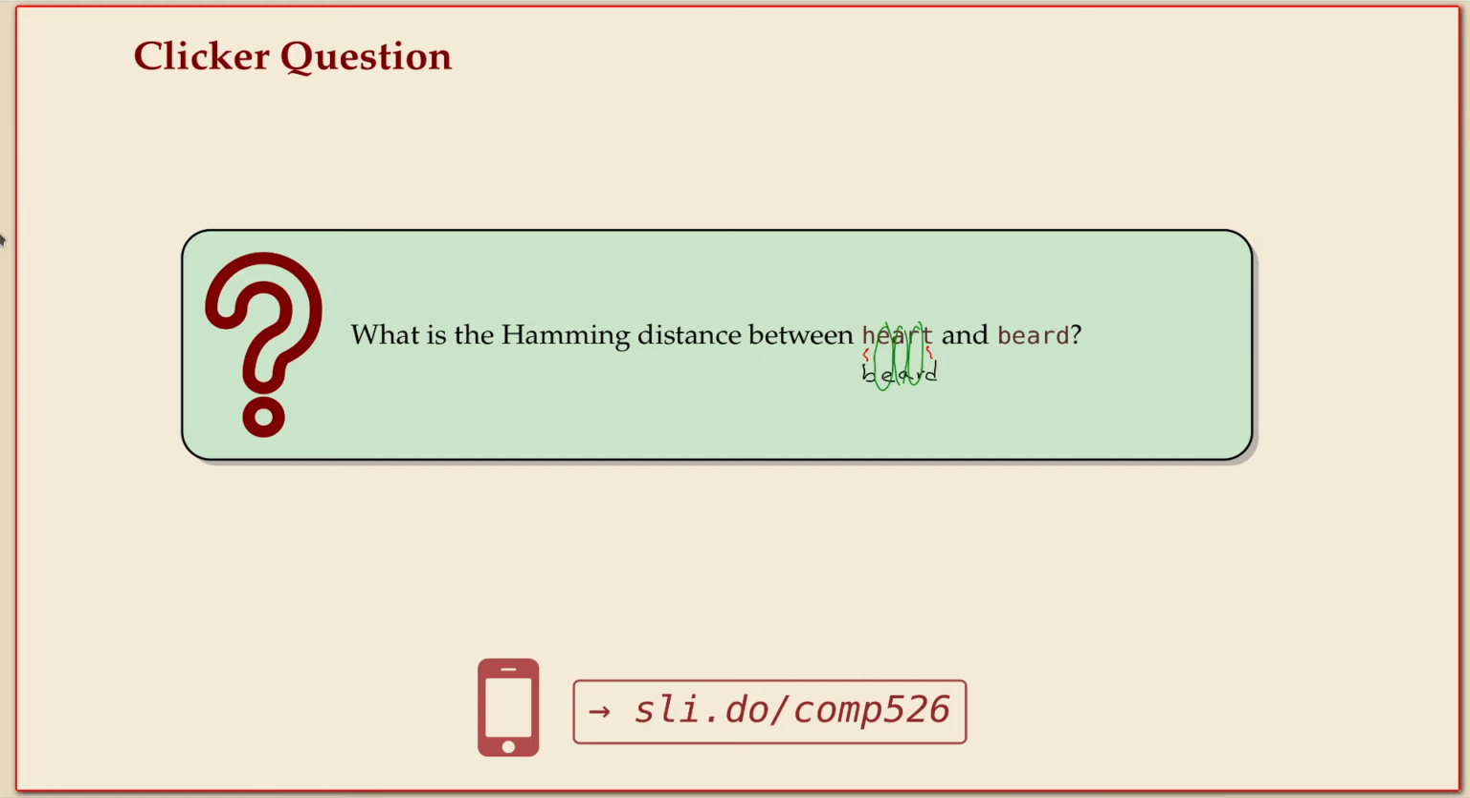So Hamming distance is 2 in this case because 2 characters are not the same. Goody.